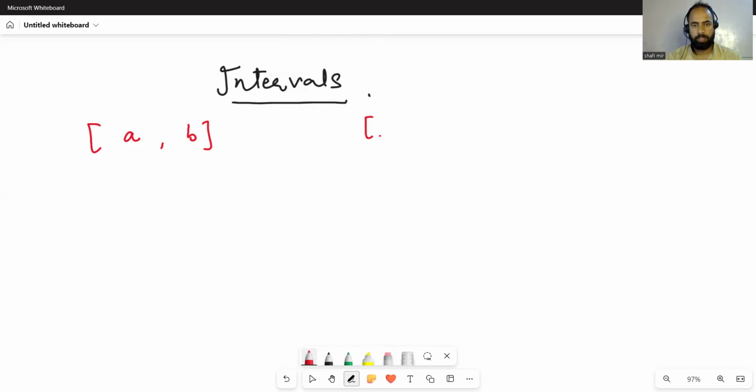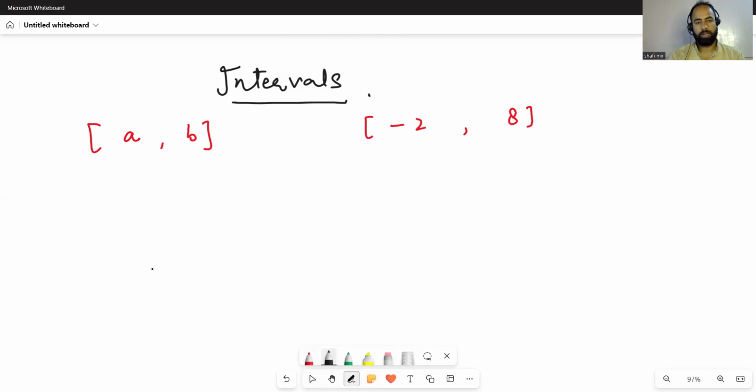Example: -2 and +8. So this is a closed interval. What does this mean? -2 and 8 inside the square brackets means all the real numbers from -2 to +8 on the number line are included in this set.